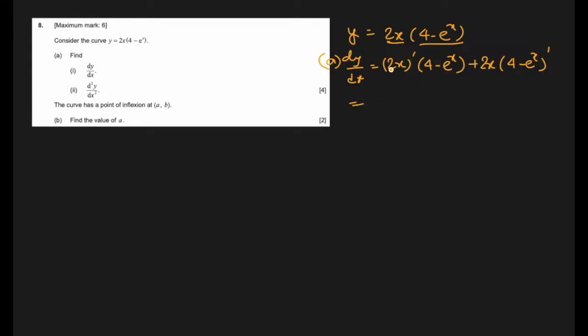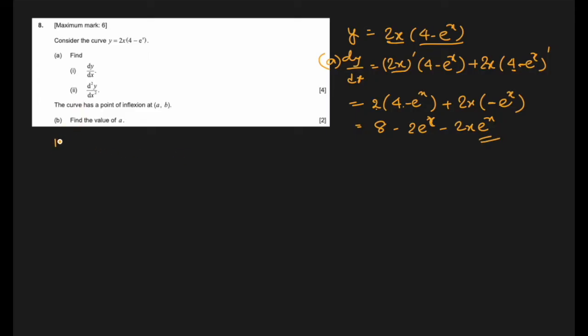Differentiation of 2x is just 2(4 - e^x) plus 2x. Differentiation of 4 will be 0, no need to write, and minus e^x will have differentiation minus e^x. They are not asking us to simplify, but let's see. If we open the bracket, it becomes 2 times 4, 8, minus 2e^x, not plus, minus, because of this minus, 2x e^x, and we cannot simplify it further. So that will be dy/dx.